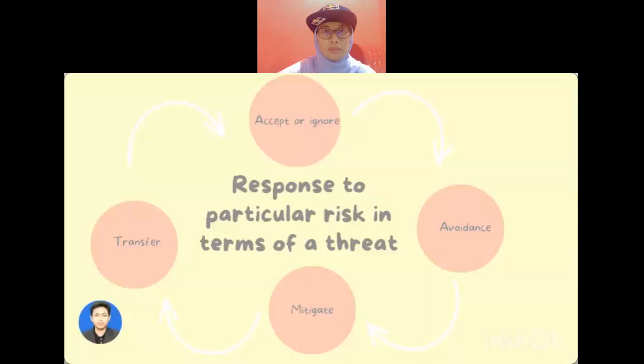And the last one is transfer. The transfer strategy focuses on transferring ownership of the risk to someone else. This transfer could be in the form of purchasing insurance against a particular risk or subcontracting a portion of the project work to someone who may have more knowledge or expertise in the particular area. As a result, this strategy may result in a premium or added cost to managing and responding to the risk.